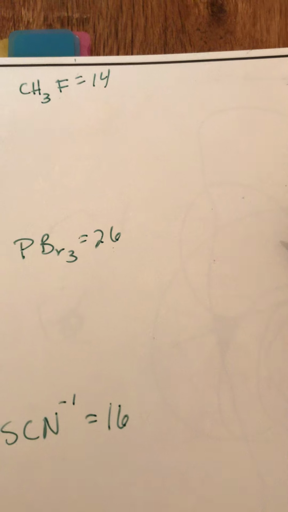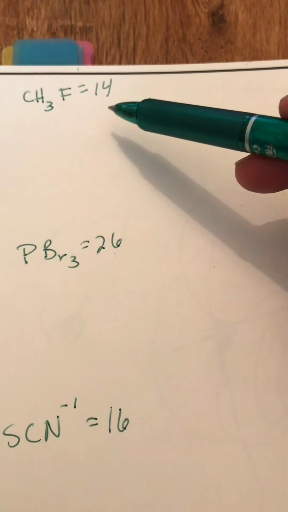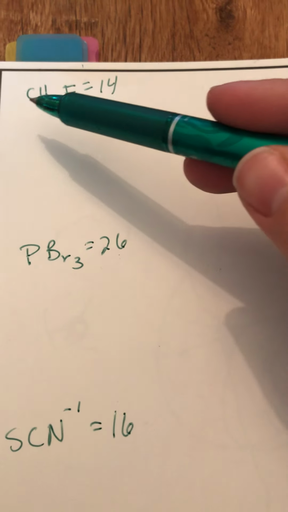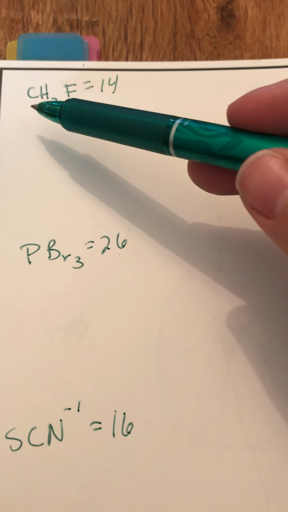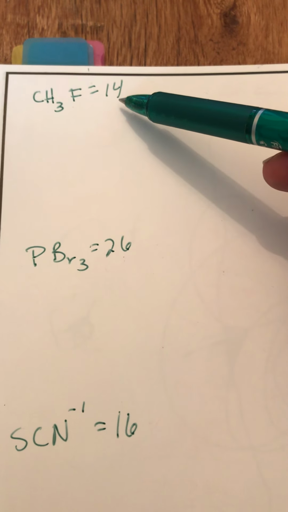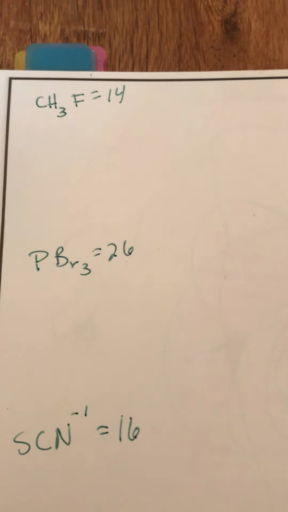So the first step is you need to know the total valence electrons, not charge, but valence electrons. So you add all these up. Carbon is 4, each hydrogen has 1, and then the F has 7. So we have a total of 14 for this structure.